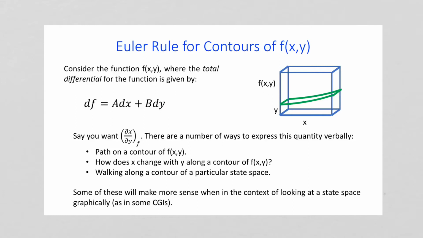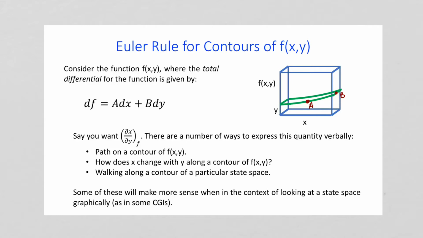Okay, so you could picture that as a state space, like we've done before, where we've got our f of x and y, and we have our y dimension and our x dimension. So again, like we are familiar with from working with our other state spaces, we know that a is essentially df dx at constant y, and b is df dy at constant x.